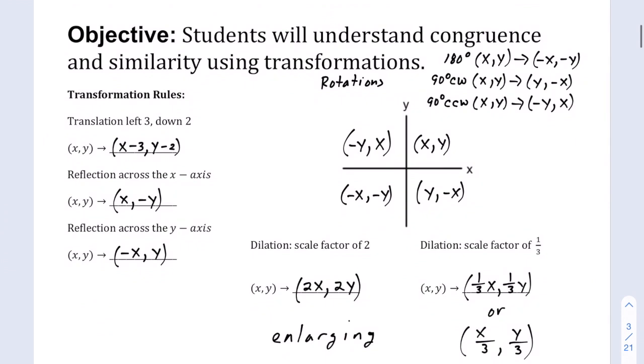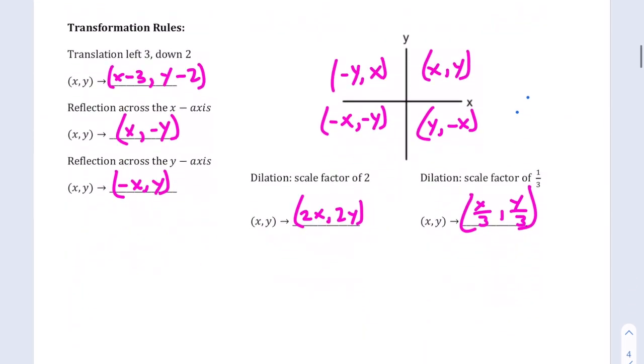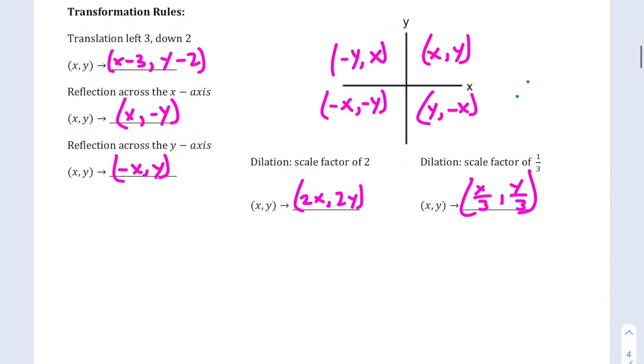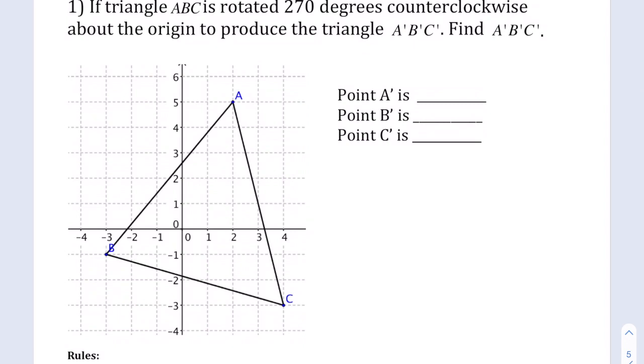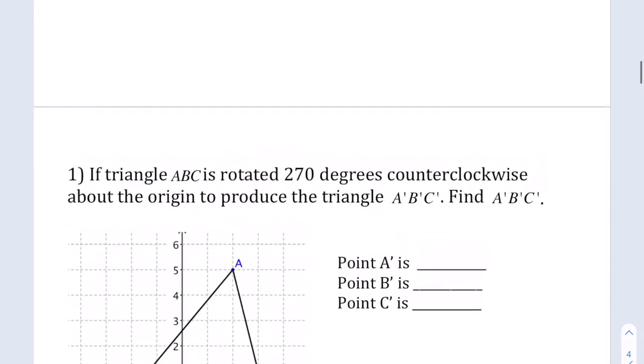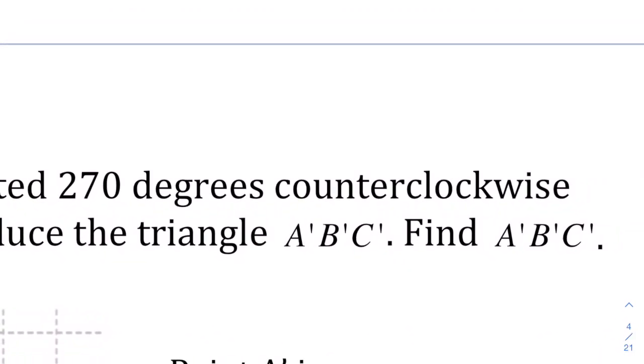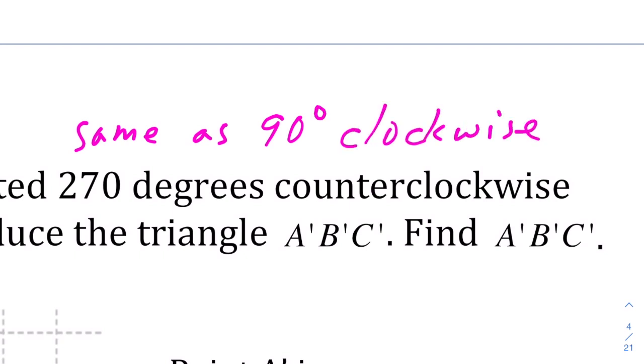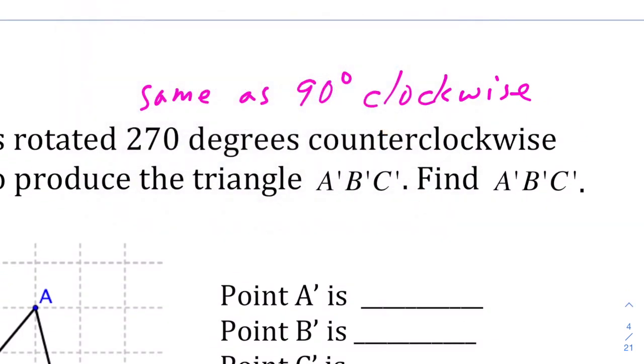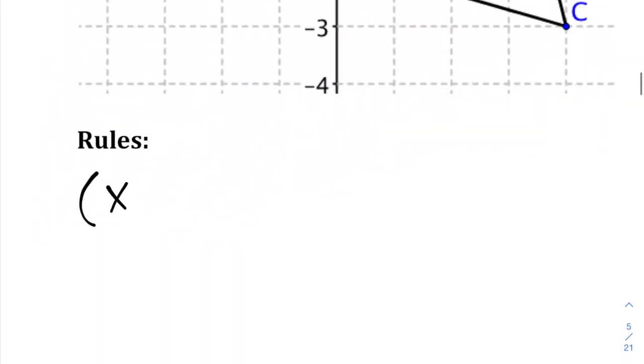So again, just reviewing some of the notes that we have already done. So let's take a look at, and again, there are the notes that Mr. Johnson has filled out in case you want to look at them in a different color. So let's take a look at our first one. So if triangle ABC is rotated 270 degrees counterclockwise, let's remember that 270 degrees counterclockwise is the same as 90-degree clockwise. So I need to remember that so that I can write the correct rule. So my rule is as follows. The x and y coordinate are going to switch places. The y will stay the same, but the x becomes its opposite.